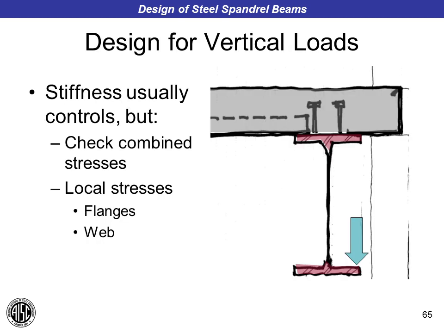Generally speaking, in the design of a spandrel beam, stiffness controls the design. We found that typically controls over the flexural and shear demands on the beam. But it's important to notice that if we have twist in the spandrel beam, we may develop warping normal stresses which need to get added to the flexural normal stresses in the beam. We also need to look at local stresses on the spandrel beam. So if we're attaching our facade to the flange, do we have any local flange bending problems associated with that facade attachment?